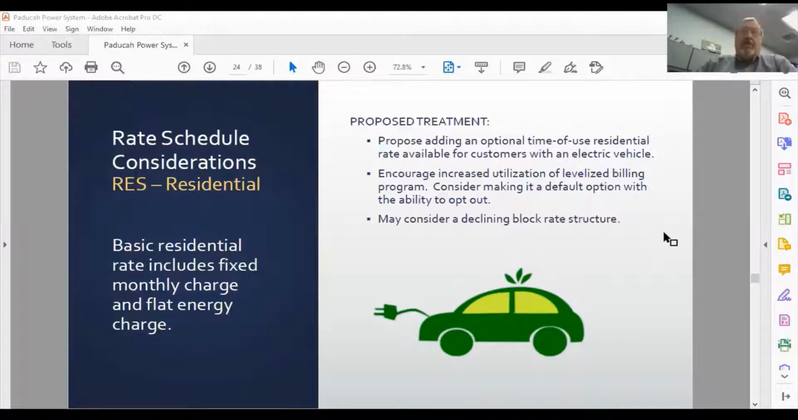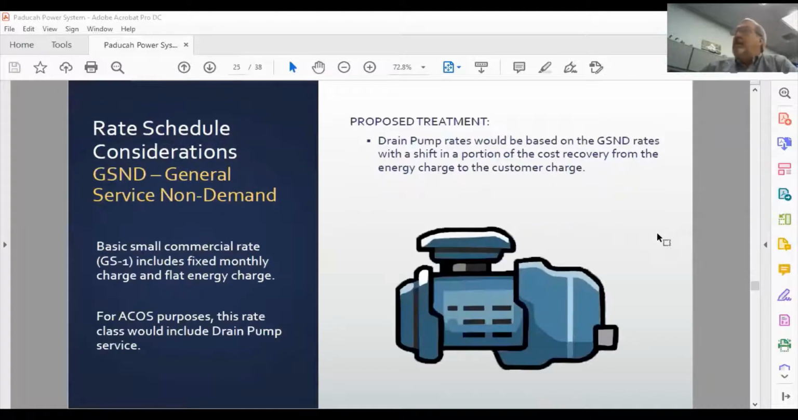We also talked about encouraging increased use of the bill levelization program, and we're working on ideas for that, and possibly even including a declining block rate structure. That's it for residential. Not much to say about general service non-demand. That's a basic customer charge, flat energy charge. We would include the drain pumps, as I mentioned, as part of this rate class, and then develop a separate rate for the drain pumps that shifts a portion of the fixed cost recovery from the energy charge to the customer charge.